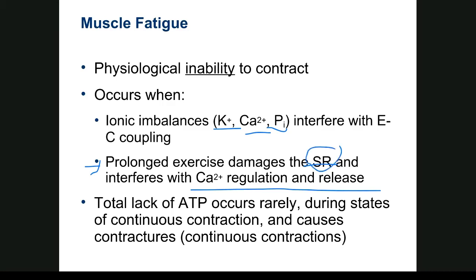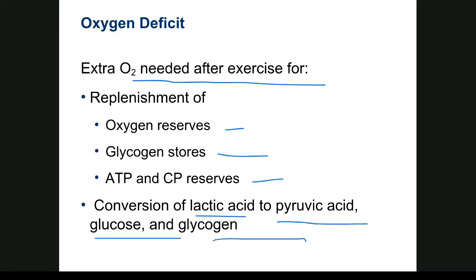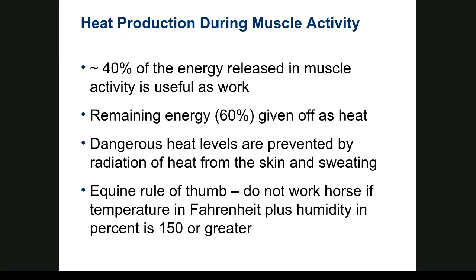Total lack of ATP rarely occurs, well, it doesn't occur in a living organism, because you're going to have contraction of one part of the muscle and then another one. Okay, oxygen deficit is the oxygen you're going to have to replace after exercise, for oxygen reserve, to make glycogen. Put back together, and you're going to have to convert lactic acid to pyruvic acid, then glucose and glycogen.